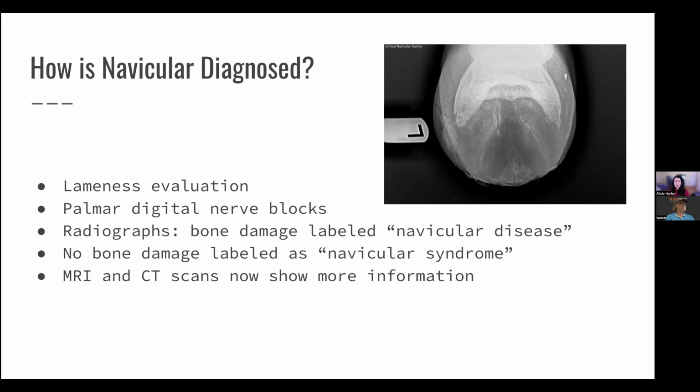An MRI can show soft tissue where a radiograph cannot. So you can see the collateral ligaments of the navicular bone, the impar ligament, the deep digital flexor tendon, the navicular bursa, all those other structures that could be affected, and that can actually help to parse out where that pain might be coming from. Of course, an MRI is not feasible for everyone. They can be quite expensive. So a lot of times, if we forego that, we're kind of guessing at what structure is definitely affected in this issue.